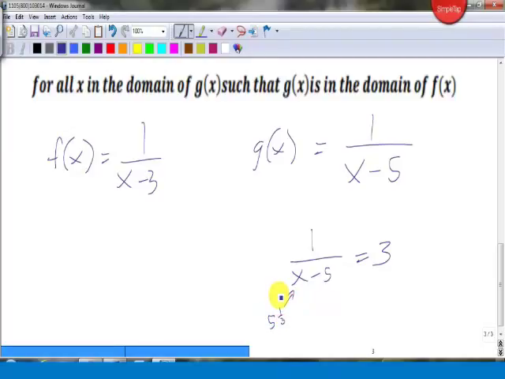I know way back in section 1.5 we solved equations like this. You multiply both sides by x minus 5, and then you get the x terms on one side, constant terms on the other, and solve it. We'd probably get it. But does this work?